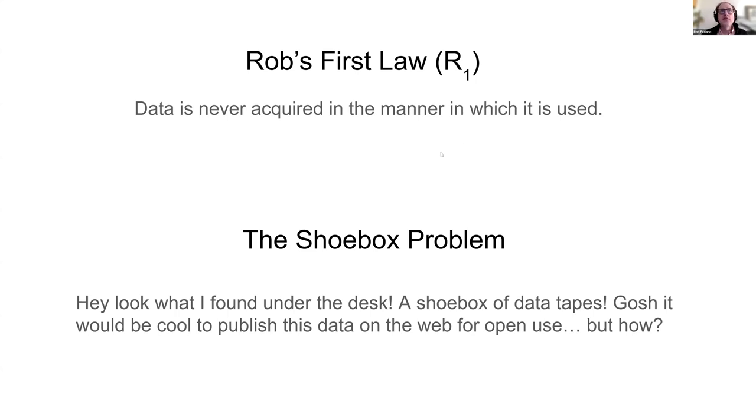Okay, so very egotistically, I'm going to define Rob's first law, since I'm Rob, which is the rather obvious statement that data is never acquired in the manner in which it is used. But this creates an impedance mismatch between acquisition and use. And so that impedance mismatch is something that we can address by the cyber infrastructure or the research computing infrastructure that we choose to build.